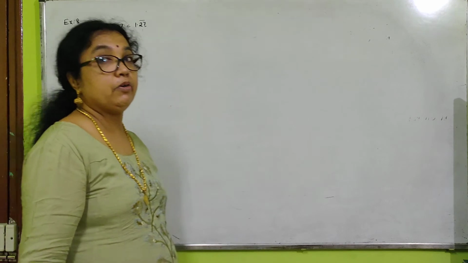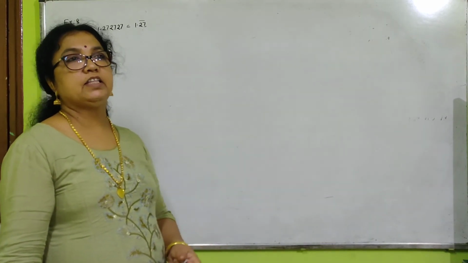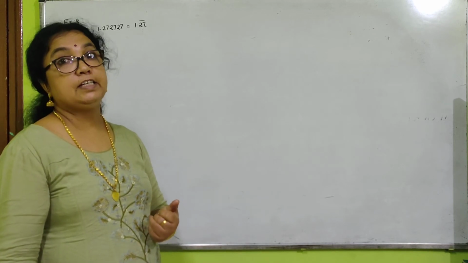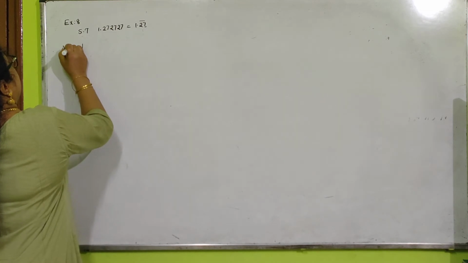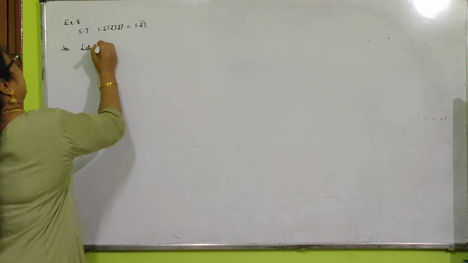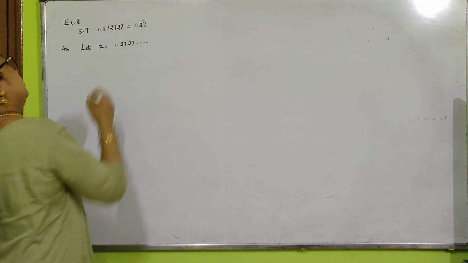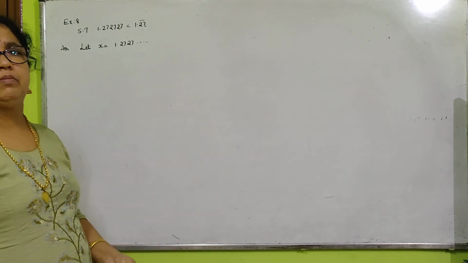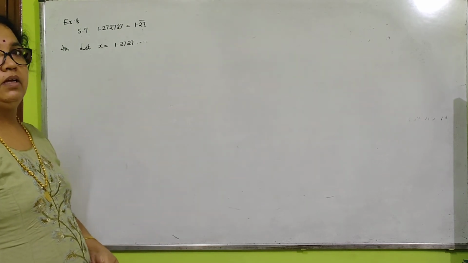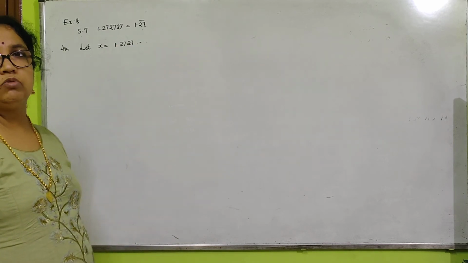So first, what is the step? First we have to take that number, the given number, and let it be x. So let x equal to 1.2727. I have written 2727 here; since 2 digits, 27, are repeating, I have written it twice.